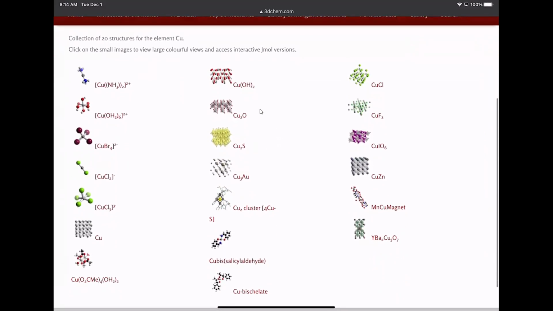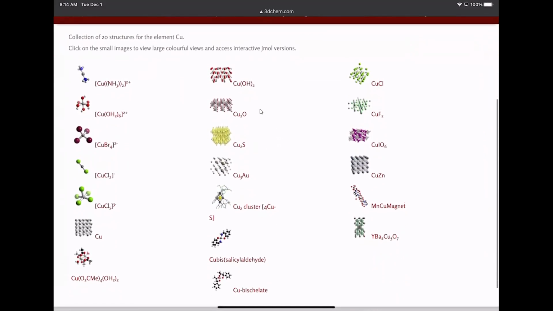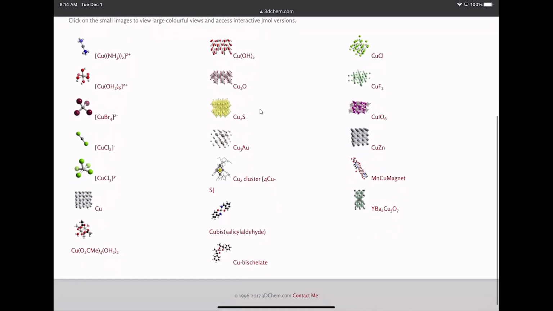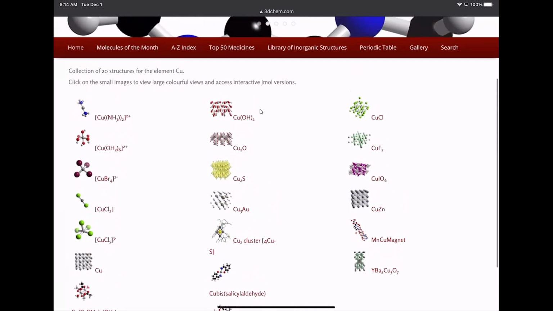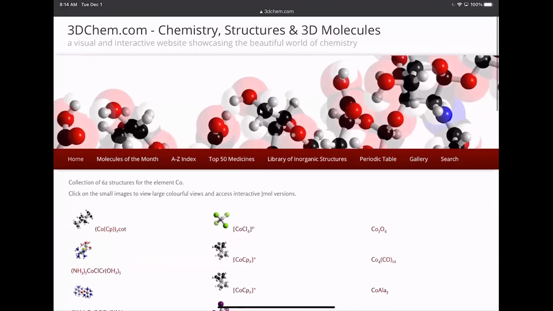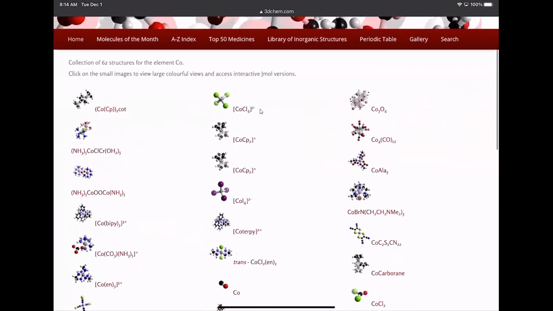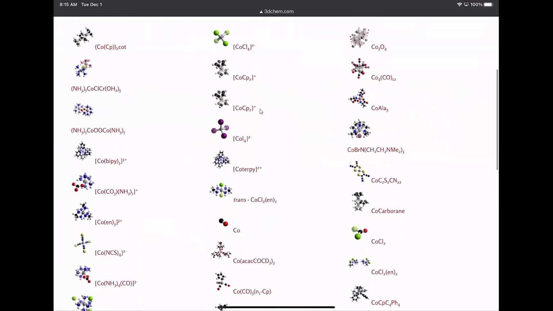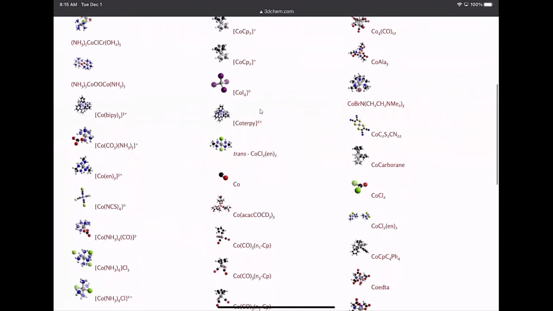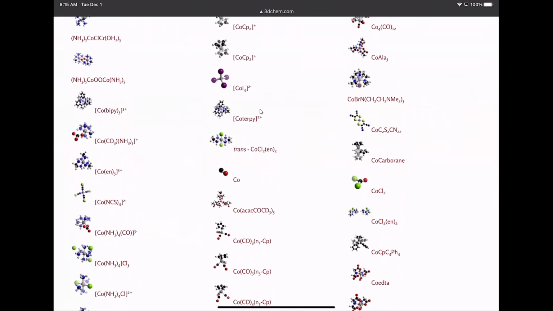Don't see anything here. We have CuCl2. There's some with 5 coordination. Let's see if we can find a different molecule. How about cobalt? Cobalt's got tetrahedral. Oh, there we go. Is that CO? Nope, that's CO. Well, I guess that's still trigonal planar. There's an oxygen on there.